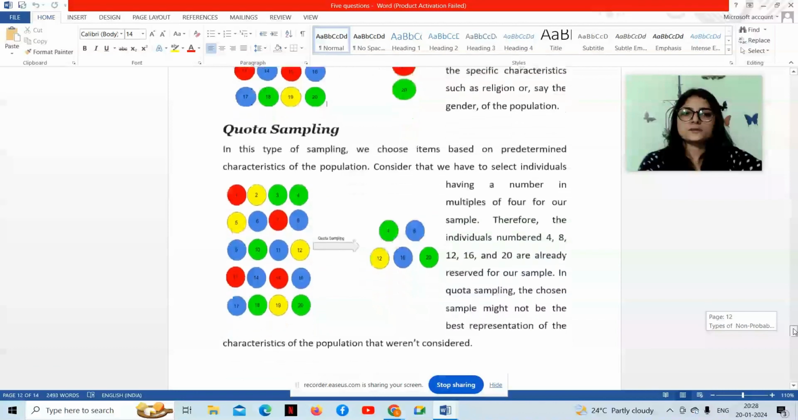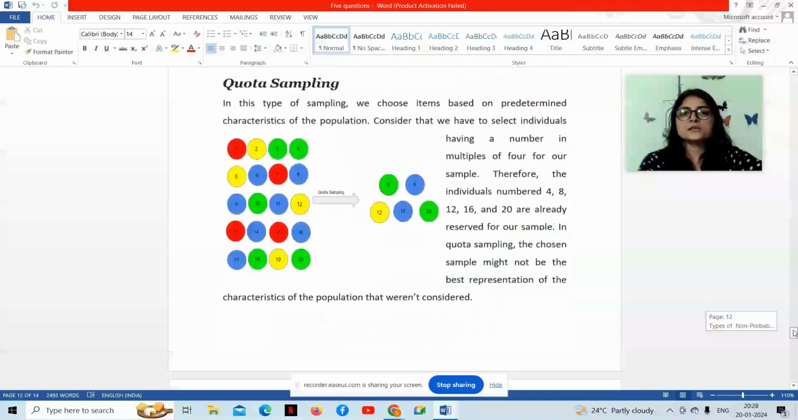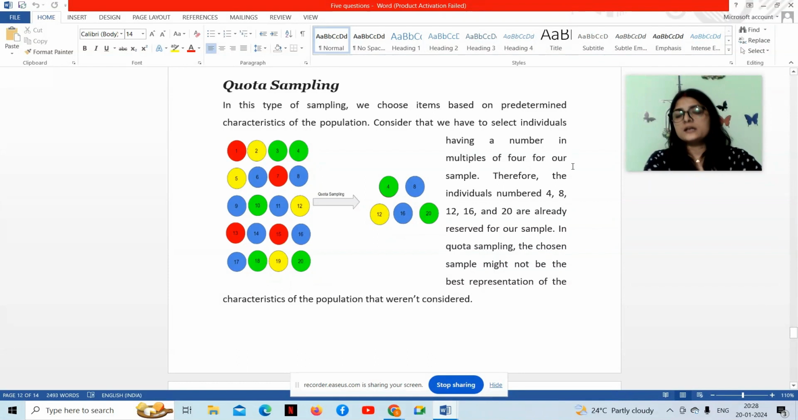Second is quota sampling. Quota sampling is also biased, right? Because we are choosing the sample based on predetermined characteristics of the population. Like we have to select individuals having a number in multiple of 4, so we are choosing 4, 8, 12, 16, 20. So in quota sampling, the chosen sample might not be the best representation of the characteristics of the population that were not considered, right?